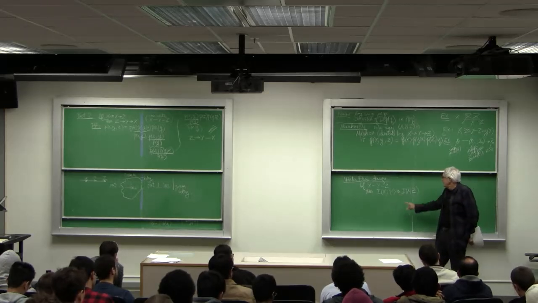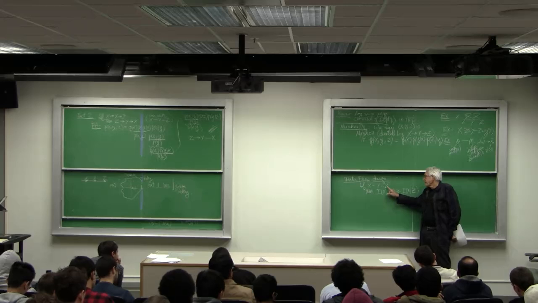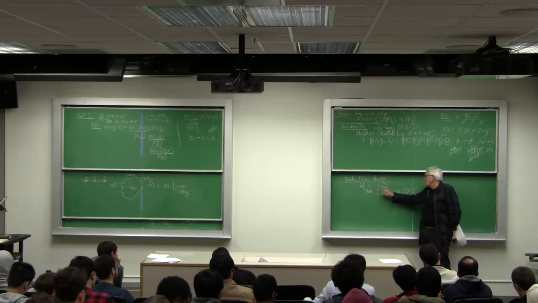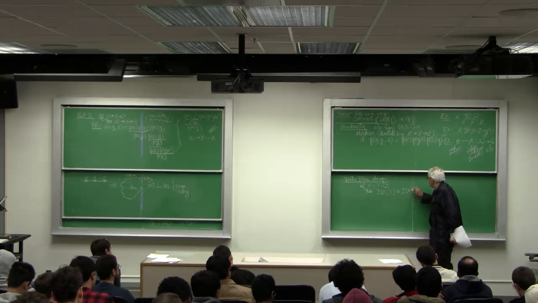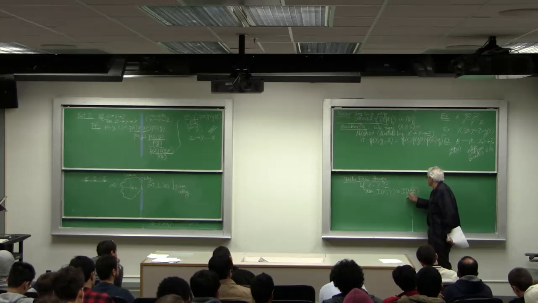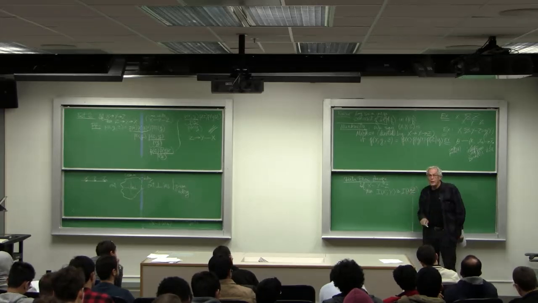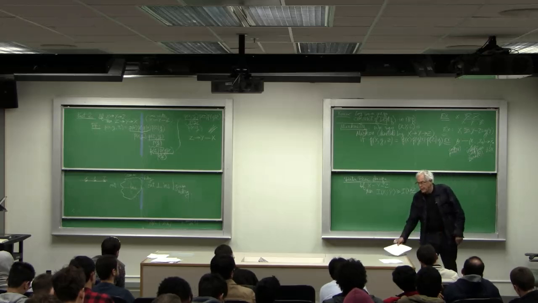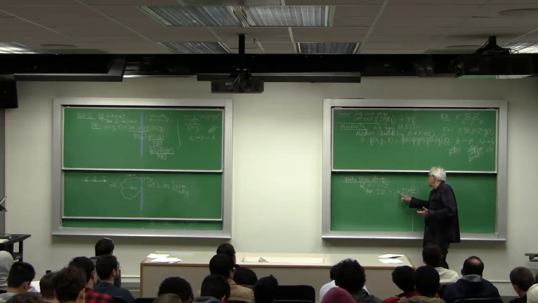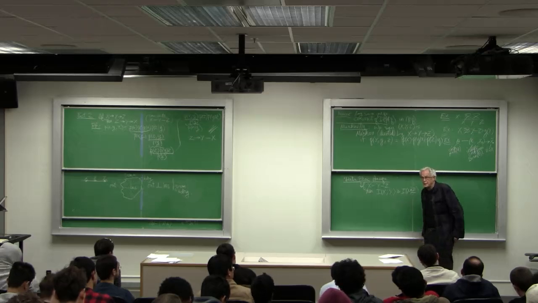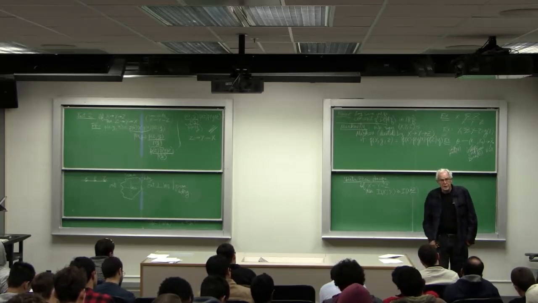In other words, data processing going from Y to Z, this is semicolon. Data processing does not increase the dependence. It may even decrease the dependence between X and Z.